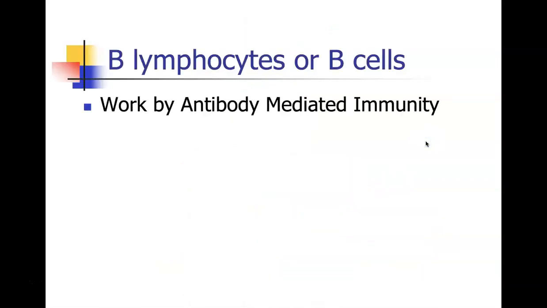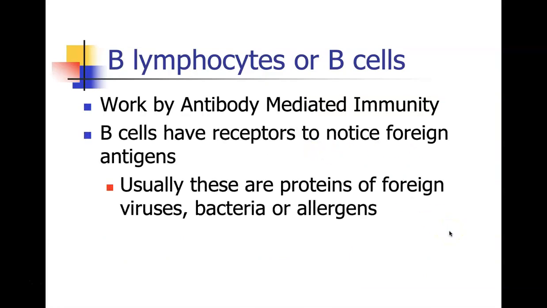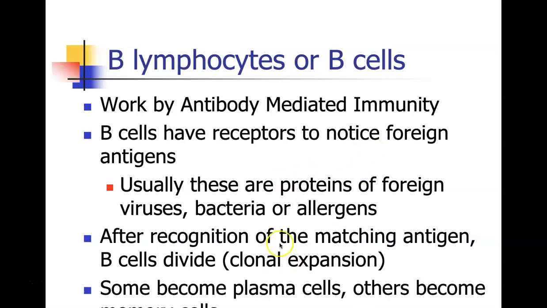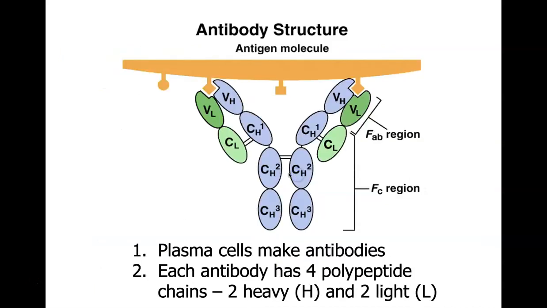So these work by what's called antibody-mediated immunity. B cells have receptors to notice the foreign antigens. Okay, so usually these are a protein of foreign viruses, bacteria, or other allergens. After recognition of the matching antigen, the B cells divide. This is called clonal expansion. And some become plasma cells, while others become the memory cells.